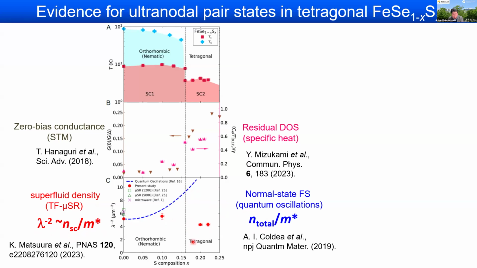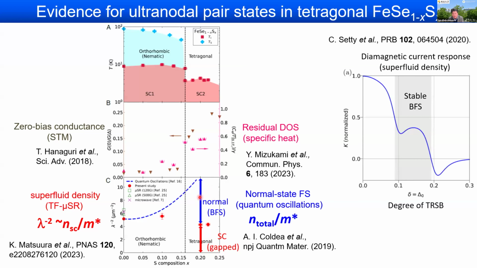And as you can see in the tetragonal side, we have strong deviations. So meaning that a significant fraction of carriers remains ungapped in the superconducting state. And a very recent calculation by Sethi et al., this is Peter Hirschfeld's group, found that the superfluid density should be suppressed in a parameter range in which you can find a stable Bogoliubov Fermi surface. So I think this is consistent with what we have observed in μSR data.